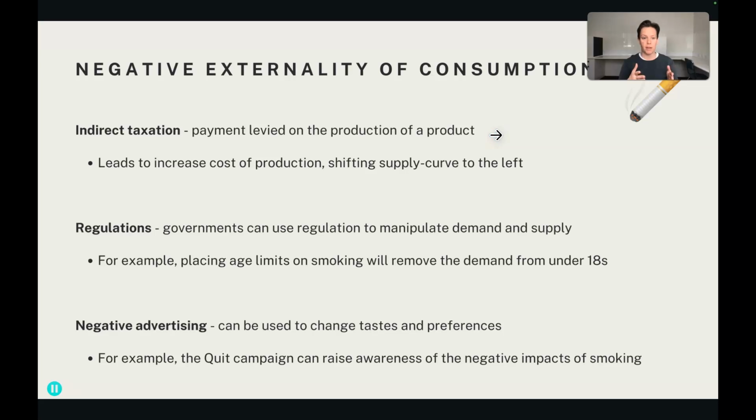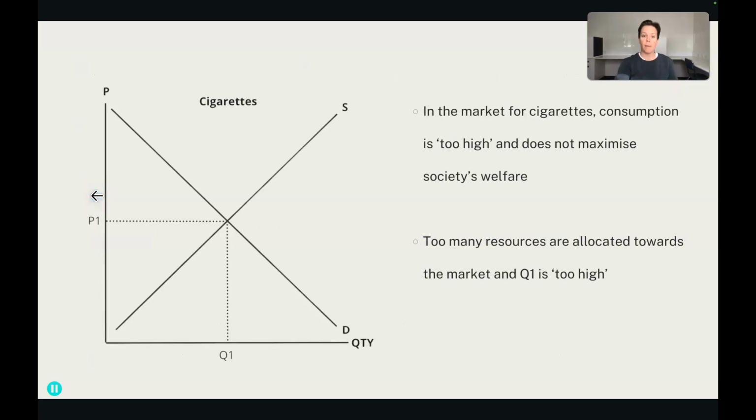Another option for the government in respect to negative externalities of consumption is regulations. We're talking about laws and rules that dictate who can and can't consume the product. Once again, with cigarettes, a really good example is the age limit associated with smoking in Australia. You need to be over the age of 18 in order to purchase cigarettes. Coming back to our microeconomic diagram, what that will do is shift the demand curve to the left.